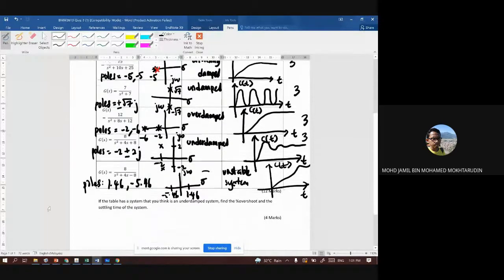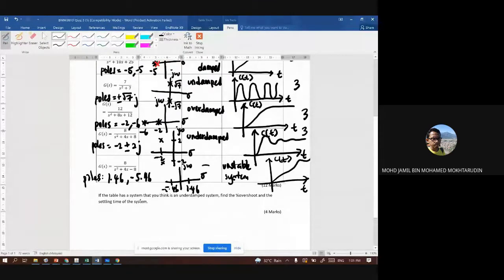And there are additional 4 marks if, in the table, you find the system that you think is underdamped. We have underdamped in the fourth transfer function. Then find the overshoot and settling time. You need to check the formula for overshoot and settling time. Before you can find overshoot and settling time, we need to find the damping ratio and also the natural frequency.